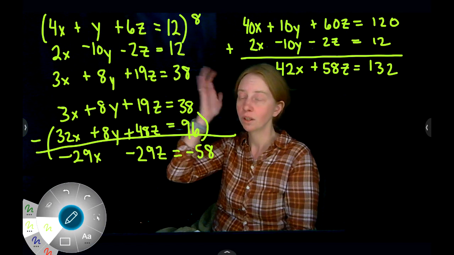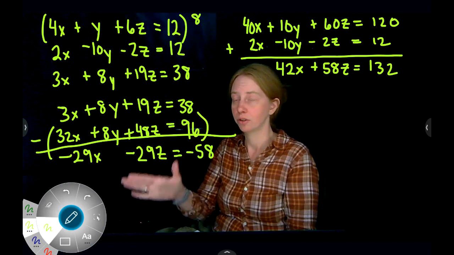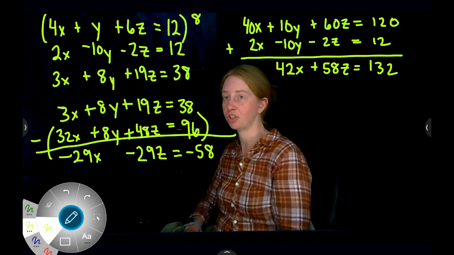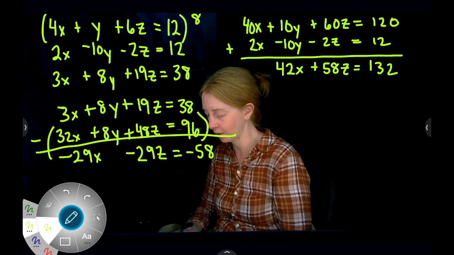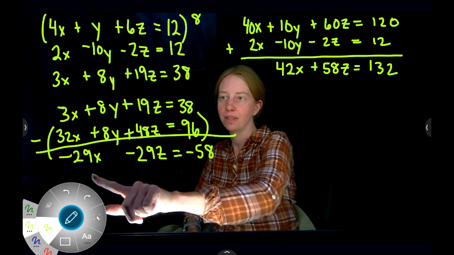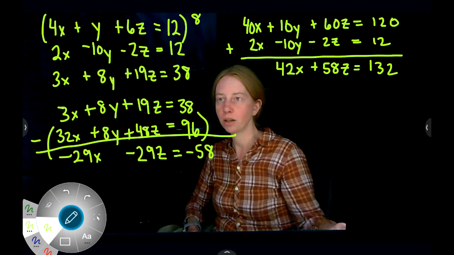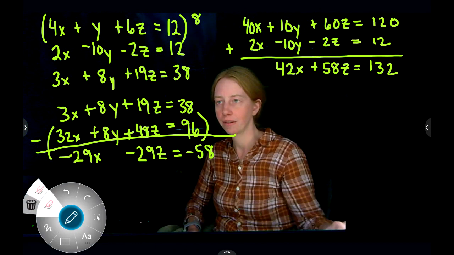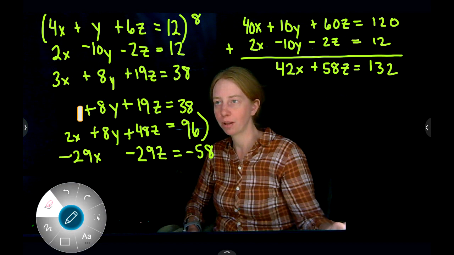Okay. So now we have two equations that just have two variables. We have this equation right here, and we have this equation right here. So I'm going to erase some of this other stuff. I know you guys have bigger sheets of paper than I do.